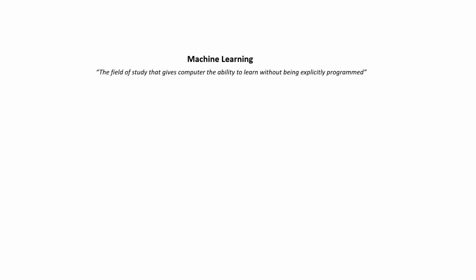decisions. There are three machine learning paradigms. Number one, supervised learning. Number two, unsupervised learning. And number three, reinforcement learning. In this video, I will not discuss supervised and unsupervised learning, but will keep my focus on reinforcement learning.